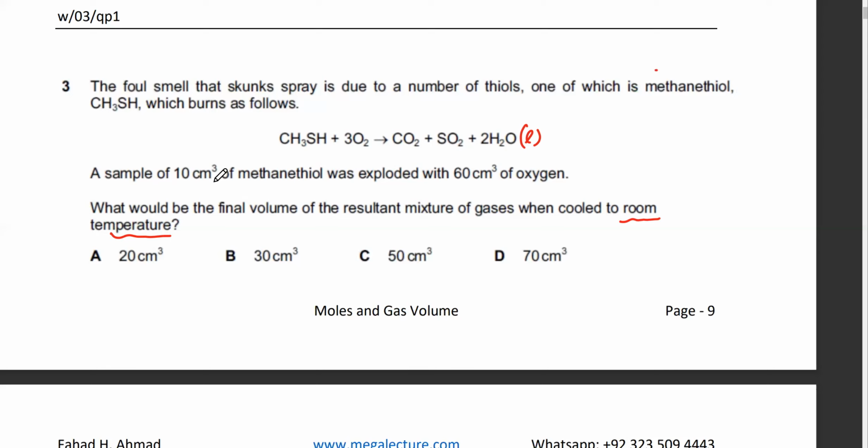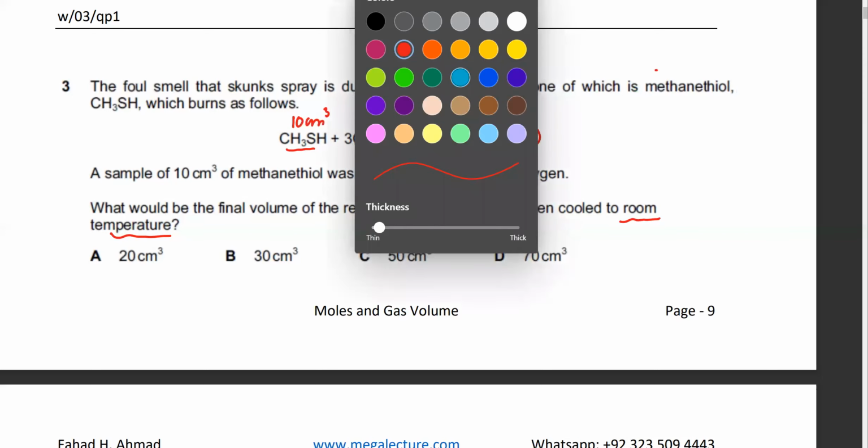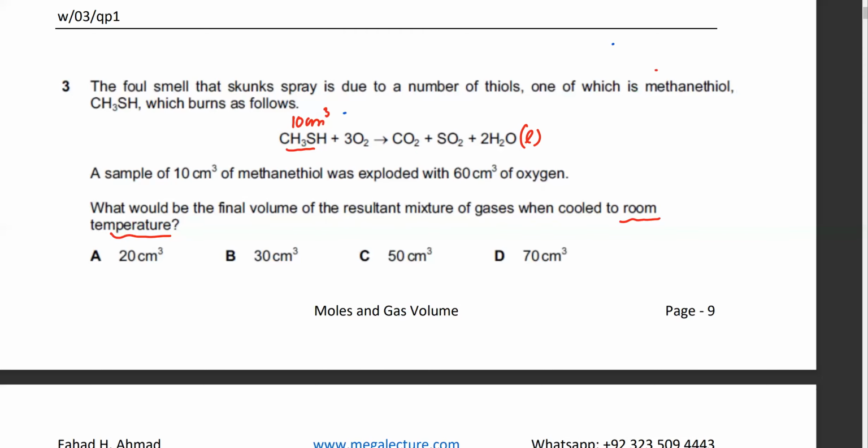So you're saying 10 cm cube of methane thiol, which is this one, is exploded. It's burning. Quickly tell me how much oxygen would be used up. What's the ratio? 1:3. So how much oxygen? 30. Okay, that's correct. And how much carbon dioxide? That would be 10, right? And this would be 10 as well, right? And water is a liquid.